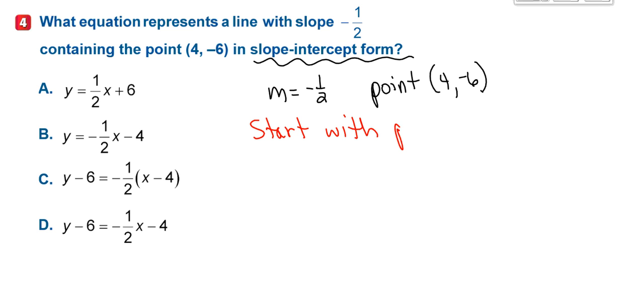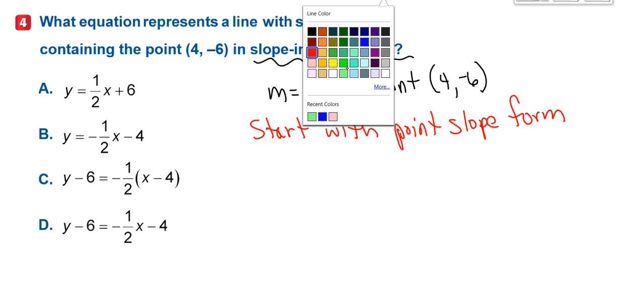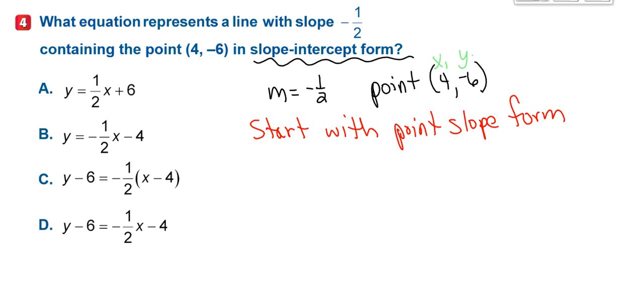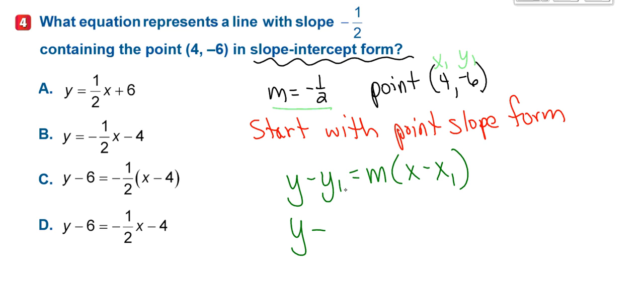Start with point-slope form. And we'll call these x1 and y1, and we already know that that's m, and so we'll write our version, y minus y1 equals m parentheses x minus x1. So y minus y1, which is -6, equals m, which is -0.5, times x minus x1, which was 4.